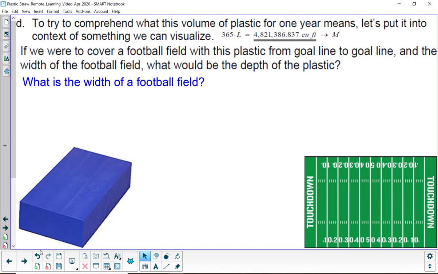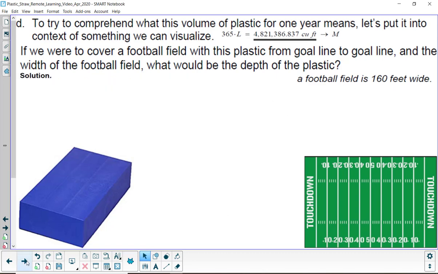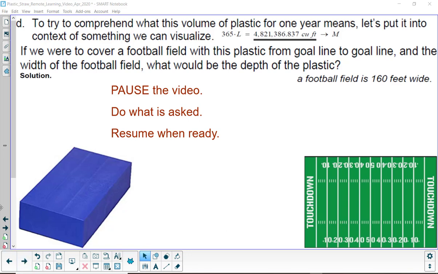Now, a lot of people don't know what the width of a football field is, and neither did I. I had to look this up. And it turns out to be 160 feet wide, which isn't even a whole number of yards, which surprised me, but that's pretty much what it is. So the solution. All right, so you're going to need to pause the video, give me your best shot on this, and resume when you're ready.